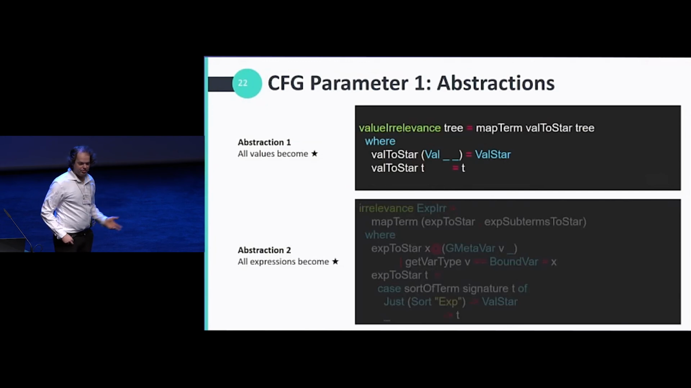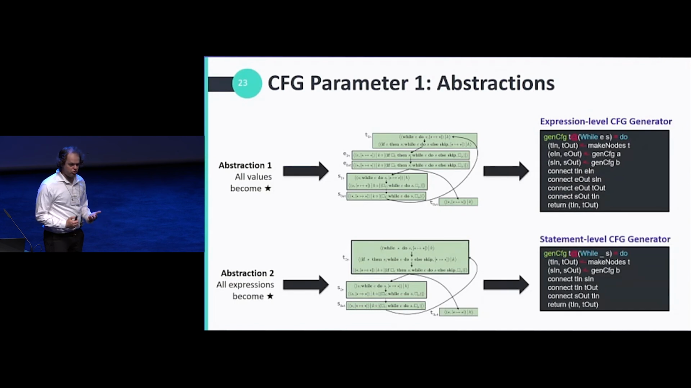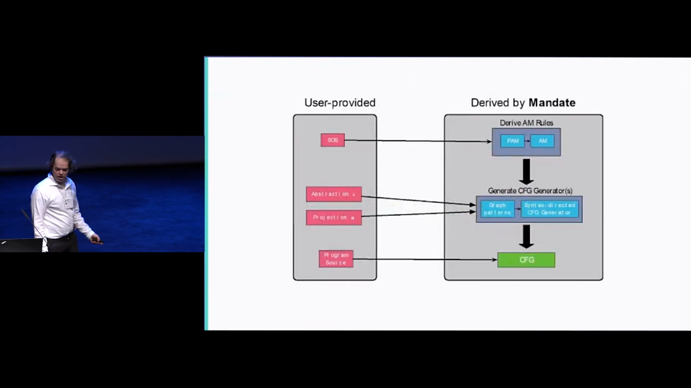To say all expressions become star means I'm not going to have internal nodes for that expression. I just skip over it. The code is a little bit more, but not that much. And so these two different kinds of abstractions give me different control flow graph generators at different levels of coarseness. Then, of course, I can also always just take nodes and merge them willy-nilly afterwards. So that's the second parameter. And from these two parameters, the abstraction and projection, I can get all kinds of control flow graph generators, period.